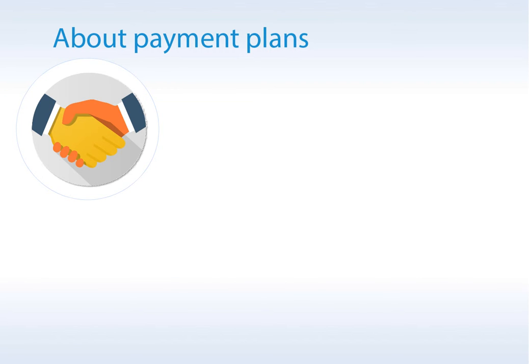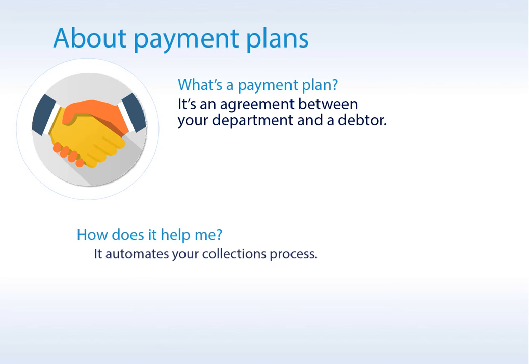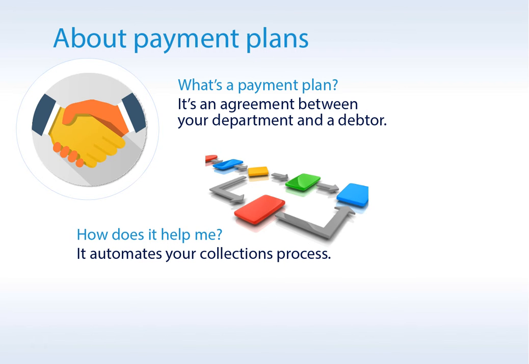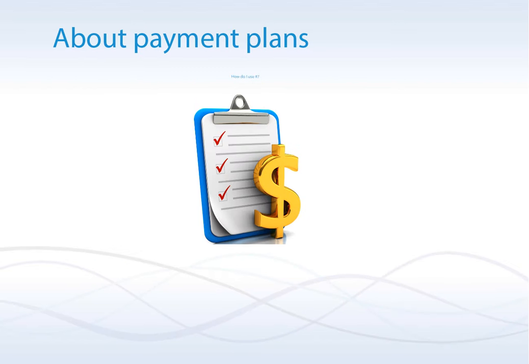Let's go over some helpful information. A payment plan is an agreement between your department and a debtor to pay the debt over time. A payment plan automates your collection process, allowing the debtor to make payments on a predefined schedule. Revenue Results automatically tracks the received and missed payments and can send agreement, reminder, and delinquency letters.